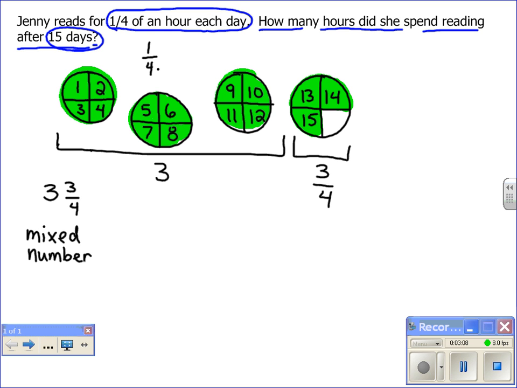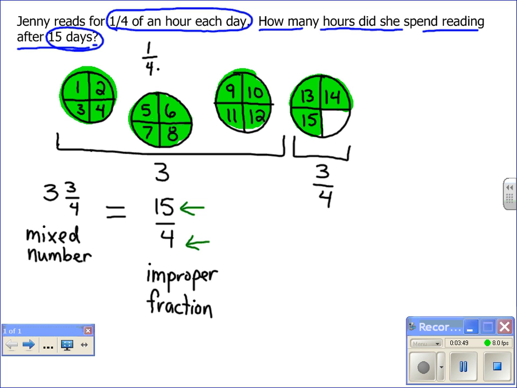Another way I could write this, a way that would be equivalent, is to think about how many fourths or how many quarters in total Jenny read. And she read 15/4. So I could write it this way. It's the same thing. 15/4 is the same as 3 3/4. If I write my number this way, that's called an improper fraction. It's called an improper fraction because its numerator is larger than its denominator.